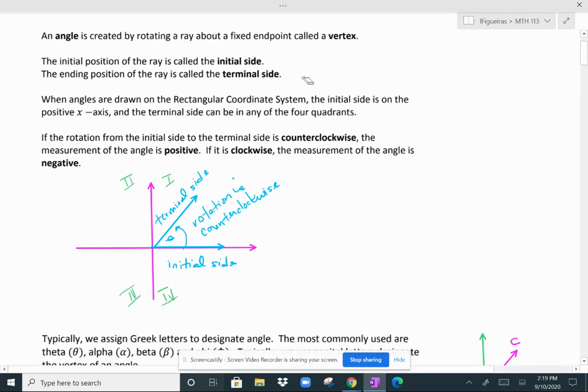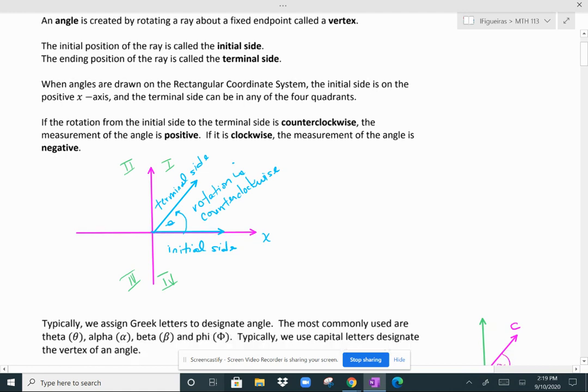So when you draw an angle, it is typical to draw it counterclockwise. So you start from the positive x-axis, and then you rotate counterclockwise. And when your angle is created in that manner, your angle measurement is a positive answer. But you can also have the initial side start on the positive x-axis, but then go the other way, clockwise, and in that case, your angle measurement would be negative.